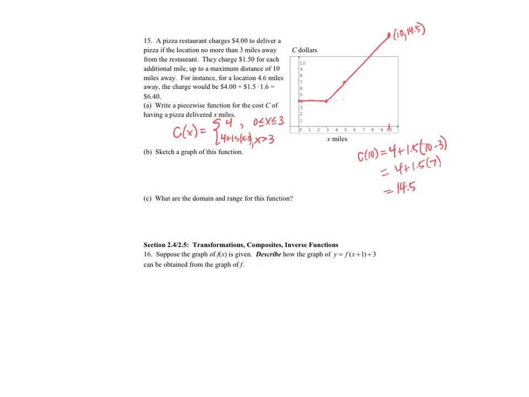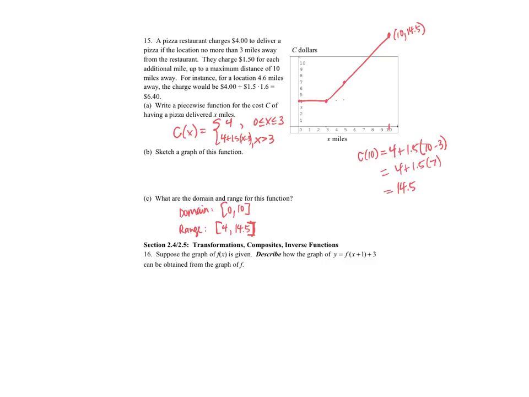All right, so there's my graph, and then I wanted the domain and range. So the domain is all the possible inputs. The inputs are miles. So the possible miles would be 0 miles to 10 miles. And after that, I'm not going to deliver the pizza anymore. And my range is the set of all possible costs. And so the cheapest cost would be $4, and the most expensive cost at 10 miles away would be $14.50. I'm going to do a closed bracket on that because they do deliver if you're 10 miles away.